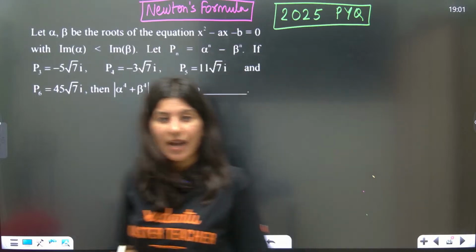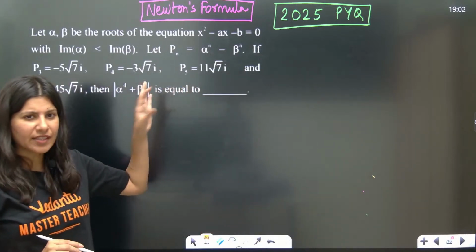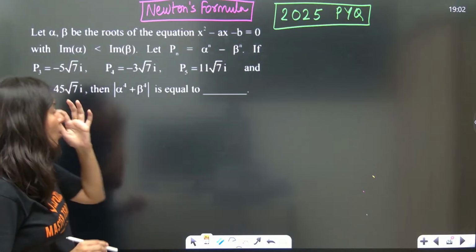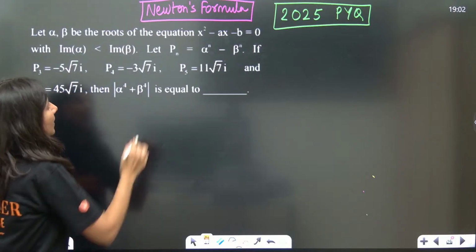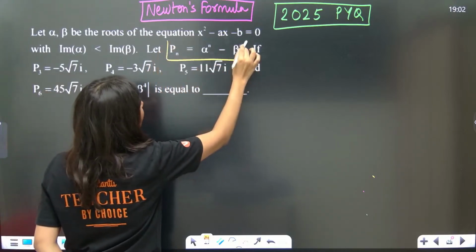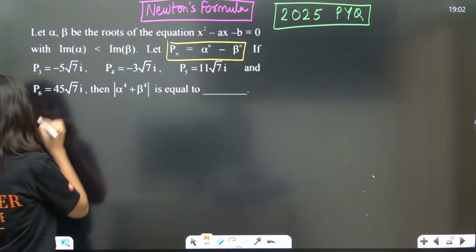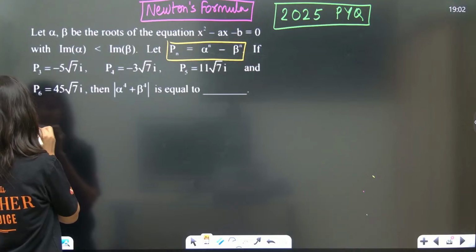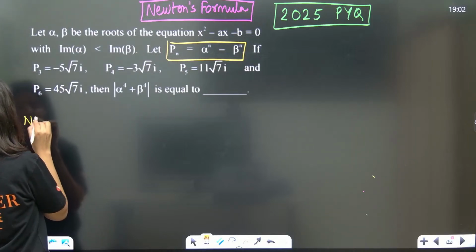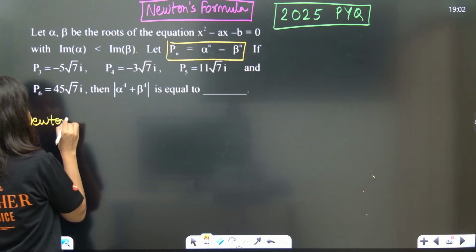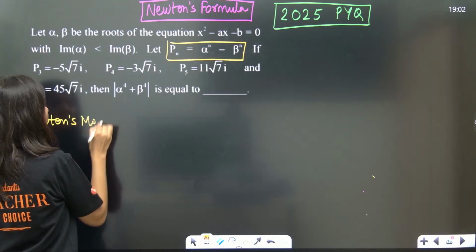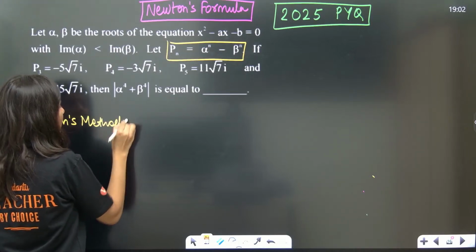Now see, this question is looking a little bit scary. For how many students is it scary? So yes, Pn is equal to alpha power n minus beta power n. Okay, so if you have a quadratic equation, let me just teach you Newton's formula first. Newton's method or formula. This is the shortcut.